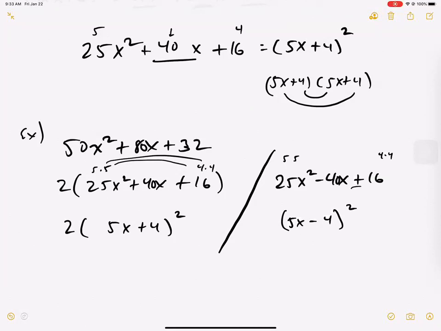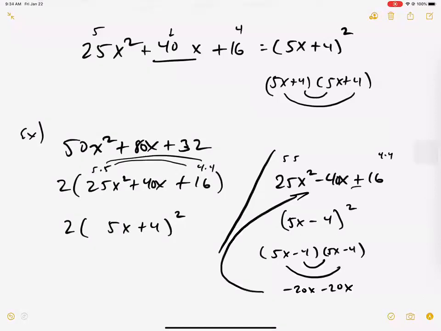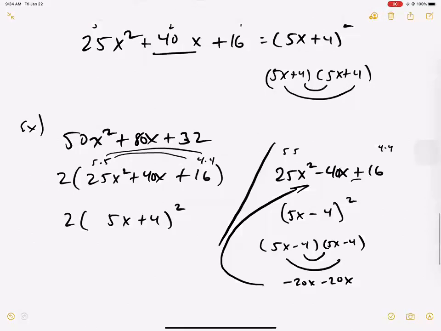Okay, let me just reiterate. Let me write this out so you can see it. So 5 times 5 in the front is the 25 we wanted. Everyone cool with that? In the back, negative 4 and negative 4 is the positive 16 we wanted. How about the middle term? This would have been negative 20x, and negative 20x gives us the negative 40. So these are perfect squares. Okay, when you're factoring, these are special cases where they're perfect squares, exactly the same.